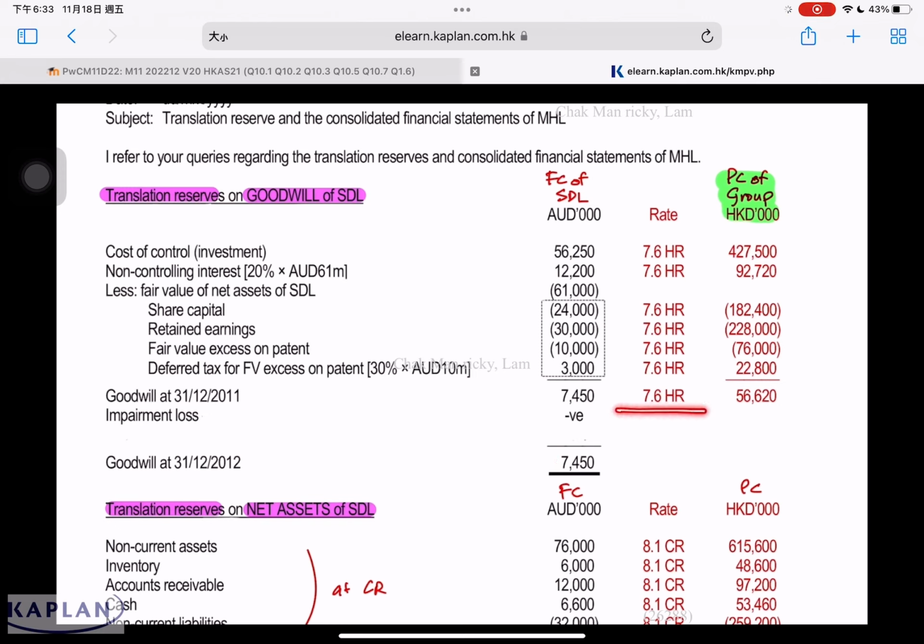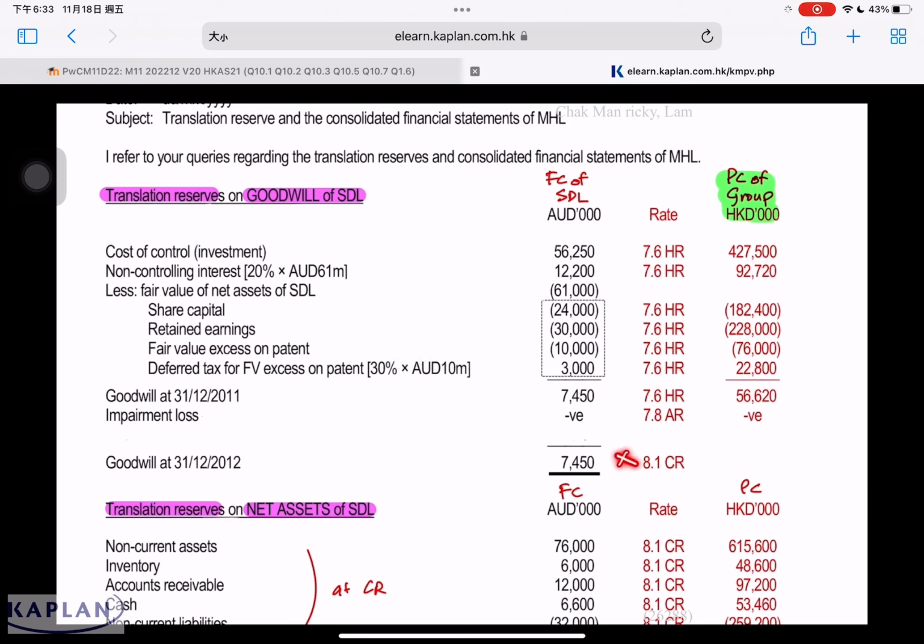Now we have to talk about translations. Goodwill initially is translated at the historical rate. If there's any impairment, it is an expense and will be translated using the average rate. Goodwill at the year end is an asset and will be translated using the closing rate. This is the basic concept. Can we apply the exchange rate here? If there's any impairment, it will be translated using 7.8. Goodwill at the year end will be translated using the closing rate, 8.1. There's no impairment loss. If there's any impairment loss, you minus.